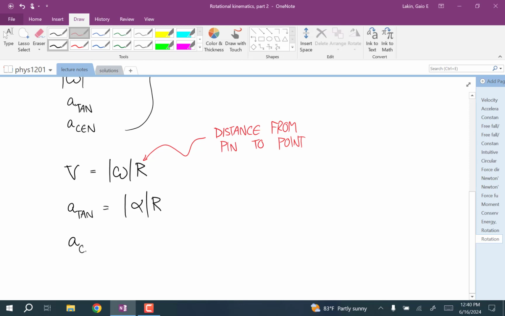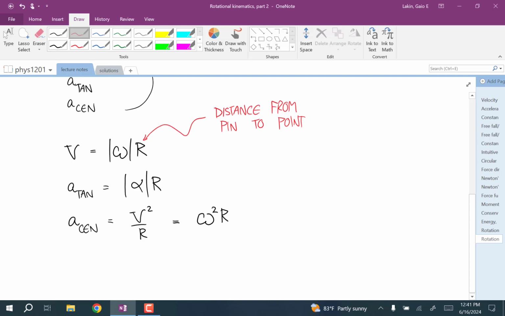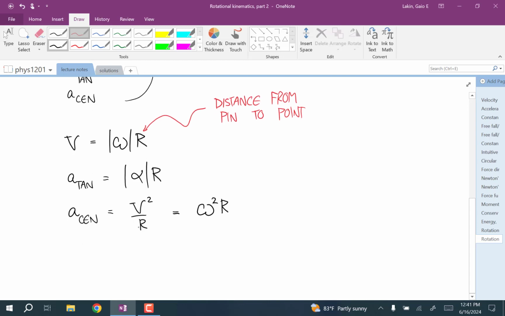And the centripetal acceleration, well, we know that that's equal to v squared over r from when we did circular motion. Notice that if you use this expression for v and plug it in here, you can express it another way too, and that is omega squared times r. I didn't use the absolute value on the omega because squaring it gives you the positive value anyways. So squaring has the effect of using the absolute value. And so if you're trying to calculate the centripetal acceleration, these two are equivalent. You can use whichever one works.